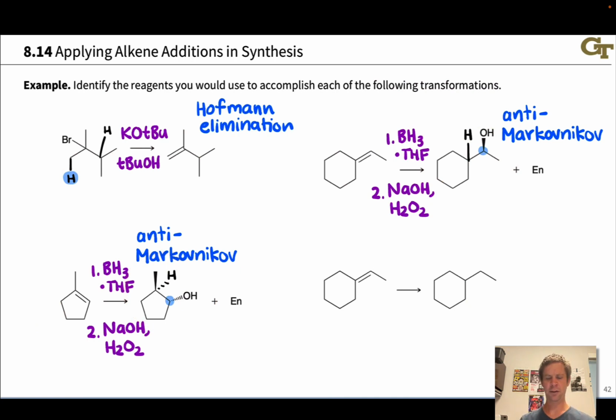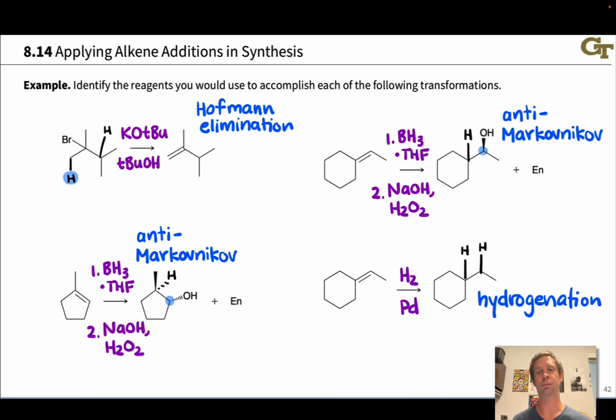Finally here we have the conversion of an alkene into an alkane, and this corresponds to a hydrogenation reaction. We can do this using hydrogen gas in the presence of a metal catalyst, palladium or platinum. So something along these lines would accomplish this transformation, adding 2 new hydrogens to the alkene to produce an alkane.